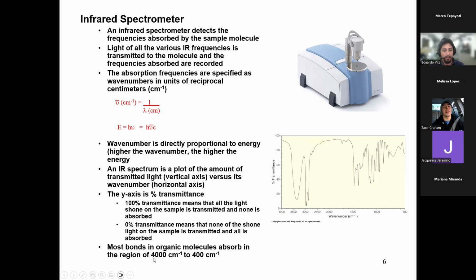And so we measure usually from 4,000 centimeters to the -1 to 400 centimeters to the -1. So you can see also the scale is not necessarily linear. I think the scale is a little bit exponential. You see that the 400s and the 1,000s are not as close together compared to the 4,000s and the 3,000s. So this is just the way that they have it. We just have to learn how to read it, and we have to be able to look at the patterns.